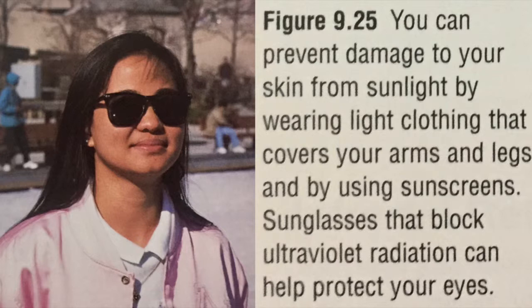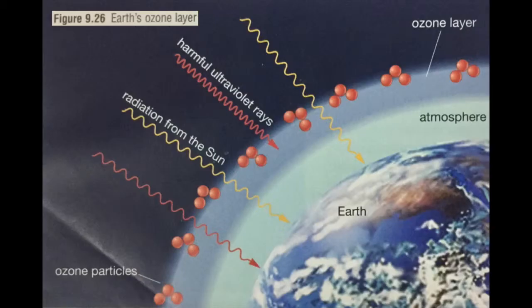As figure 9.25 shows, sunglasses can block ultraviolet radiation, which will protect the cornea from damage. In recent years, more and more ultraviolet radiation from the sun has been reaching the surface of the Earth. This is due to a decrease in the Earth's ozone layer. Ozone, a form of oxygen, is located in Earth's atmosphere about 20 to 25 kilometers above the ground. See figure 9.26, Earth's ozone layer, not to scale.